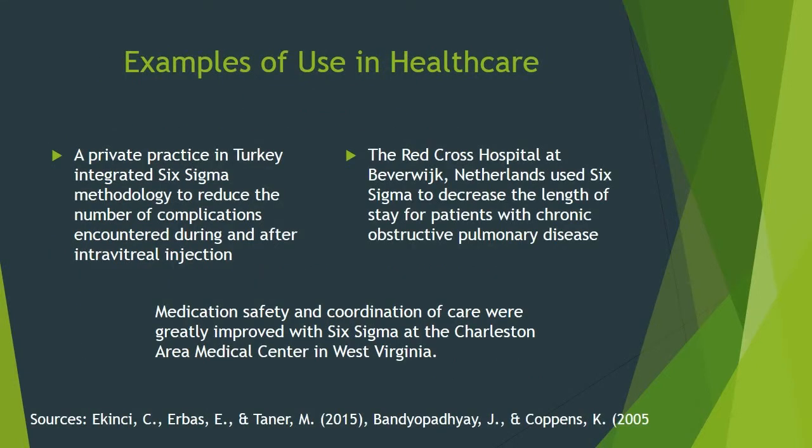Here are some brief examples of Six Sigma's successful implementation into the healthcare industry. A private practice in Turkey used Six Sigma to successfully reduce the number of complications during and after intravitreal injection. Next, a hospital in the Netherlands decreased the length of stay for patients with chronic obstructive pulmonary disease. Medication safety and coordination of care were greatly improved at the Charleston Area Medical Center in West Virginia after the use of Six Sigma.